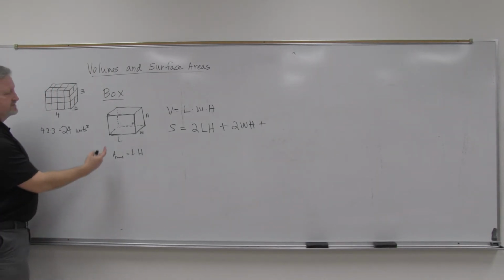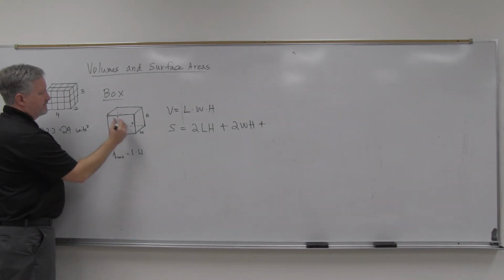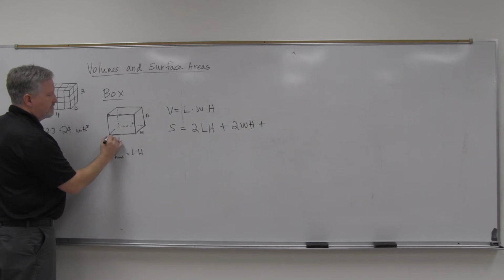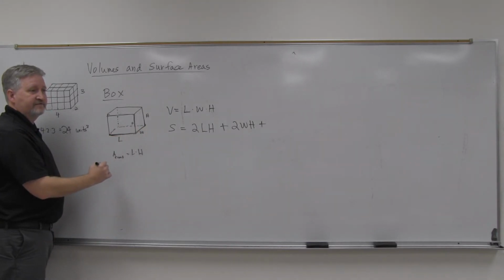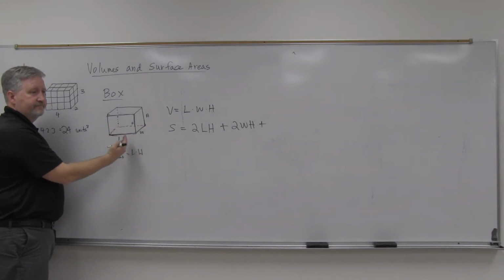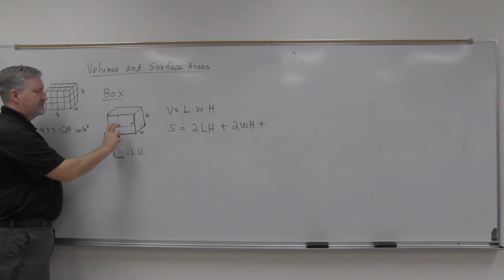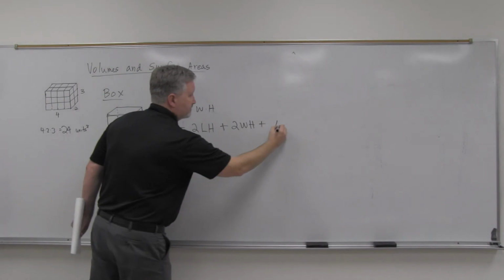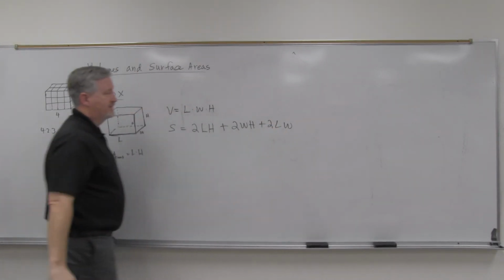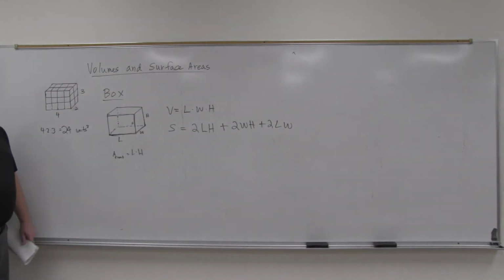And then last but not least, the top and the bottom. Well, let's just do the bottom. The bottom is LW, isn't it? So the area of that bottom face surface is LW. So I've got the top as well. You've got 2 LWs. So it's a little bit longer formula, but that's the way it works.